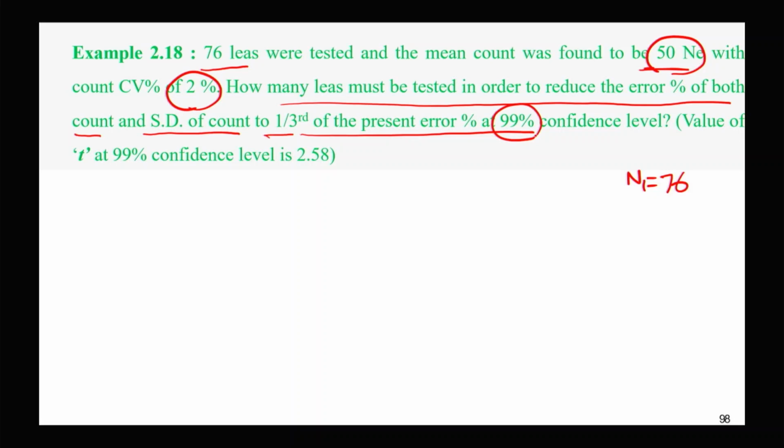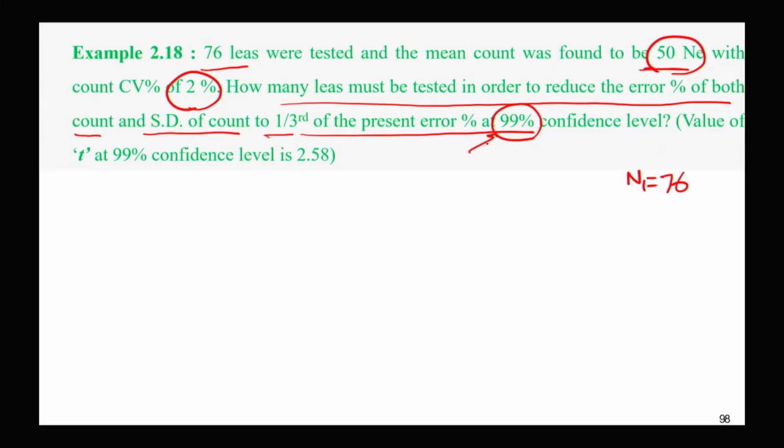99% level. As we have seen in the earlier case, 99% and 95% mean the same, because the number of samples we have to take to reduce the error to a certain level, so 99% and 95% level is the same number. So here what we have to do? We have to test for both count and standard deviation, to reduce the error percent in both. So, let us do one by one.